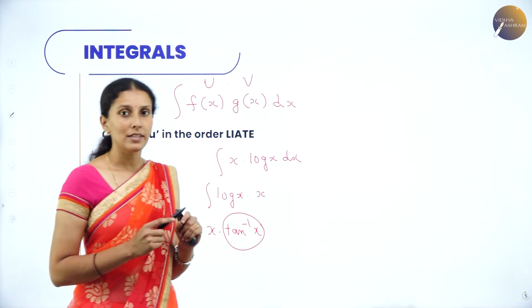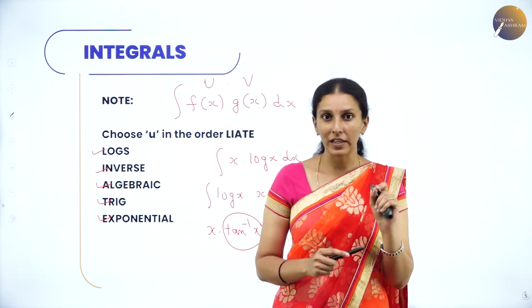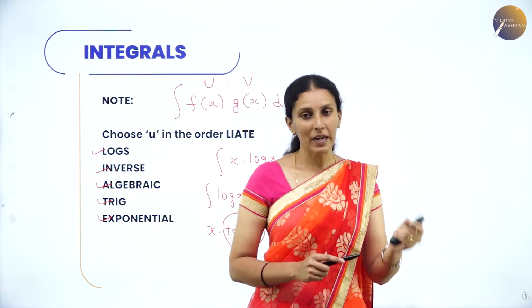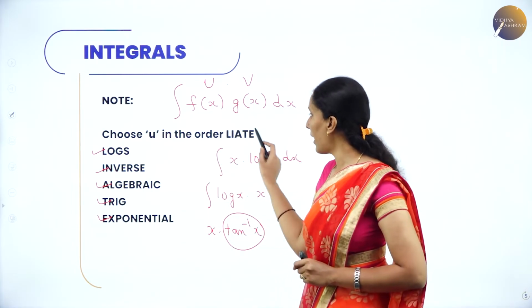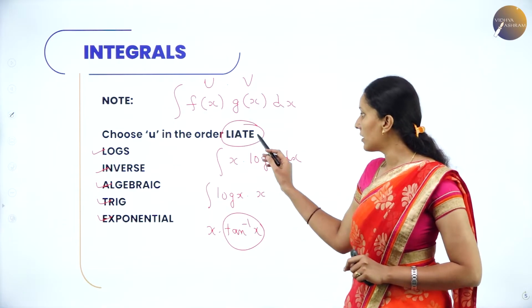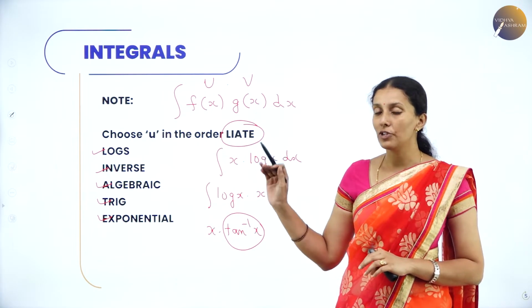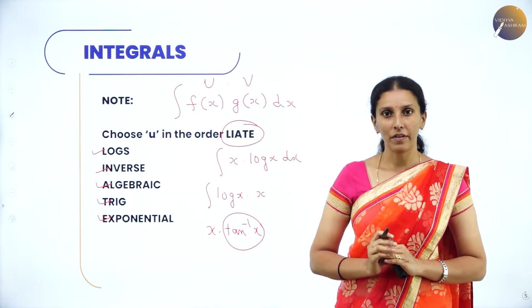For some reasons it is not possible to integrate the value whenever the power of x is in the form of x to the power n. That is why we apply this rule LIATE. So give preference to log function, then inverse, then algebraic, then trigonometric, and finally exponential functions.